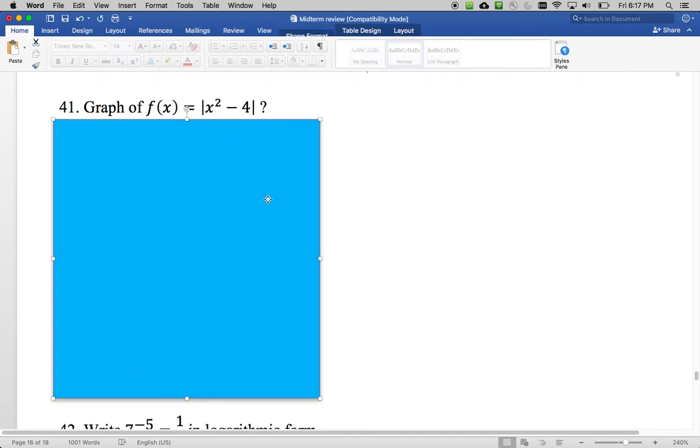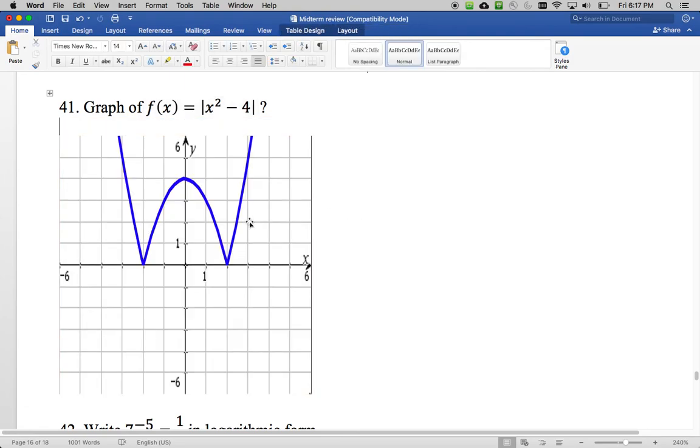Okay, graphing that equation. This is the absolute value. Guys, if you need help graphing absolute value, let me know. But there's no secret to it. Just plug it into the calculator. There you go.